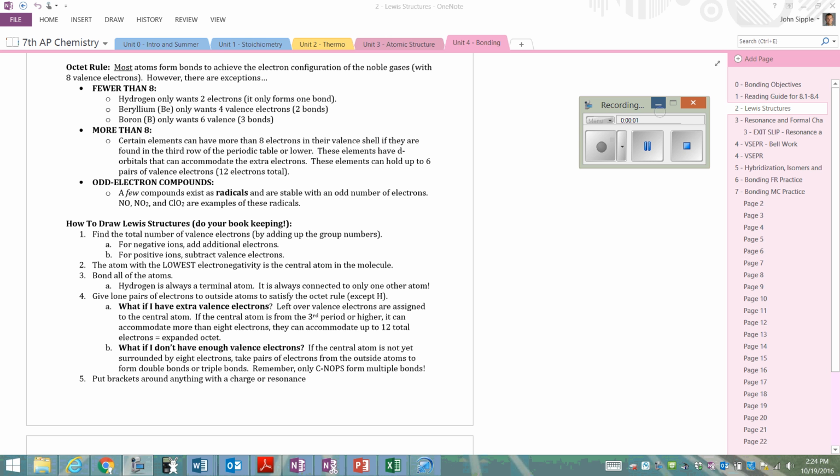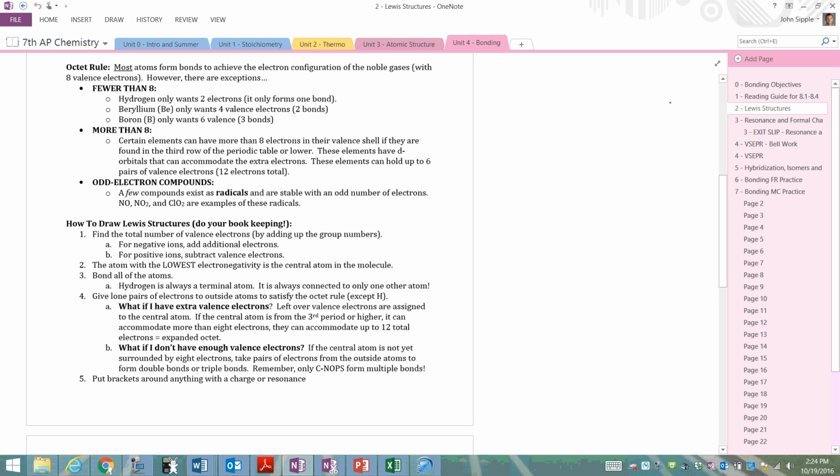Electrons around themselves. What rule are they trying to obey? That rule, yeah. Okay, so excellent. However, there are always exceptions to the rules. Right? There's always exceptions to the rules.